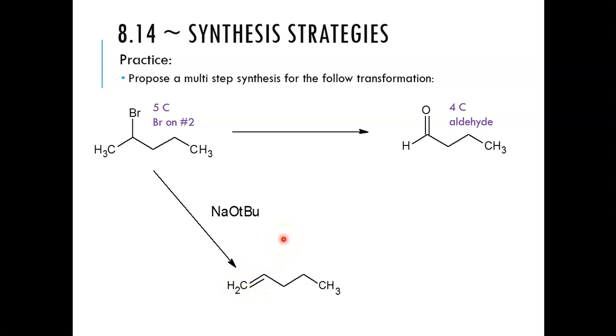Now, as you're doing these and practicing these, you might not know what pathway to go down when you first start them. And you might end up with a pathway that doesn't quite work and doesn't quite make sense on your first try, and that's okay. You just erase it or cross it out or turn your paper over and start over.